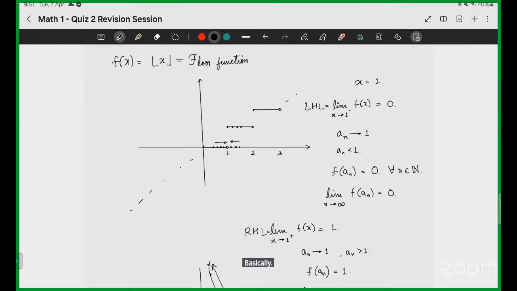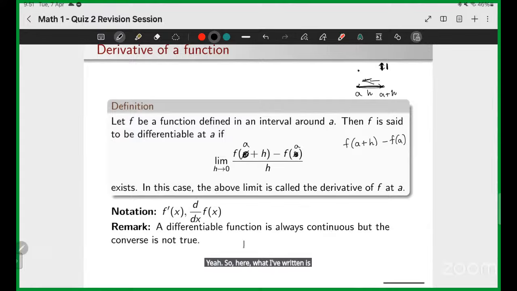Yeah. So here what I've written is differentiable implies continuous. This is equivalent to saying not continuous implies not differentiable.